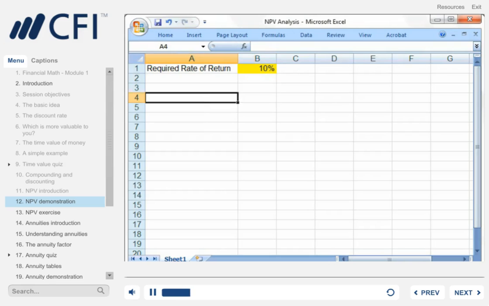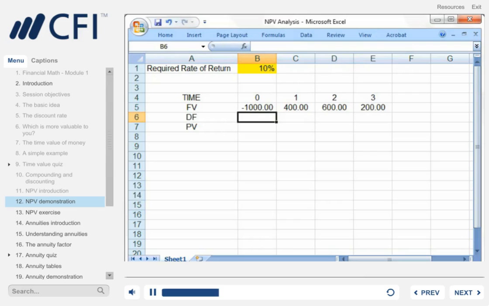Set up an Excel worksheet with 4 rows. These 4 rows will be time, future value, discount factor, and present value. Populate the time and future value rows using the information on the previous slide.